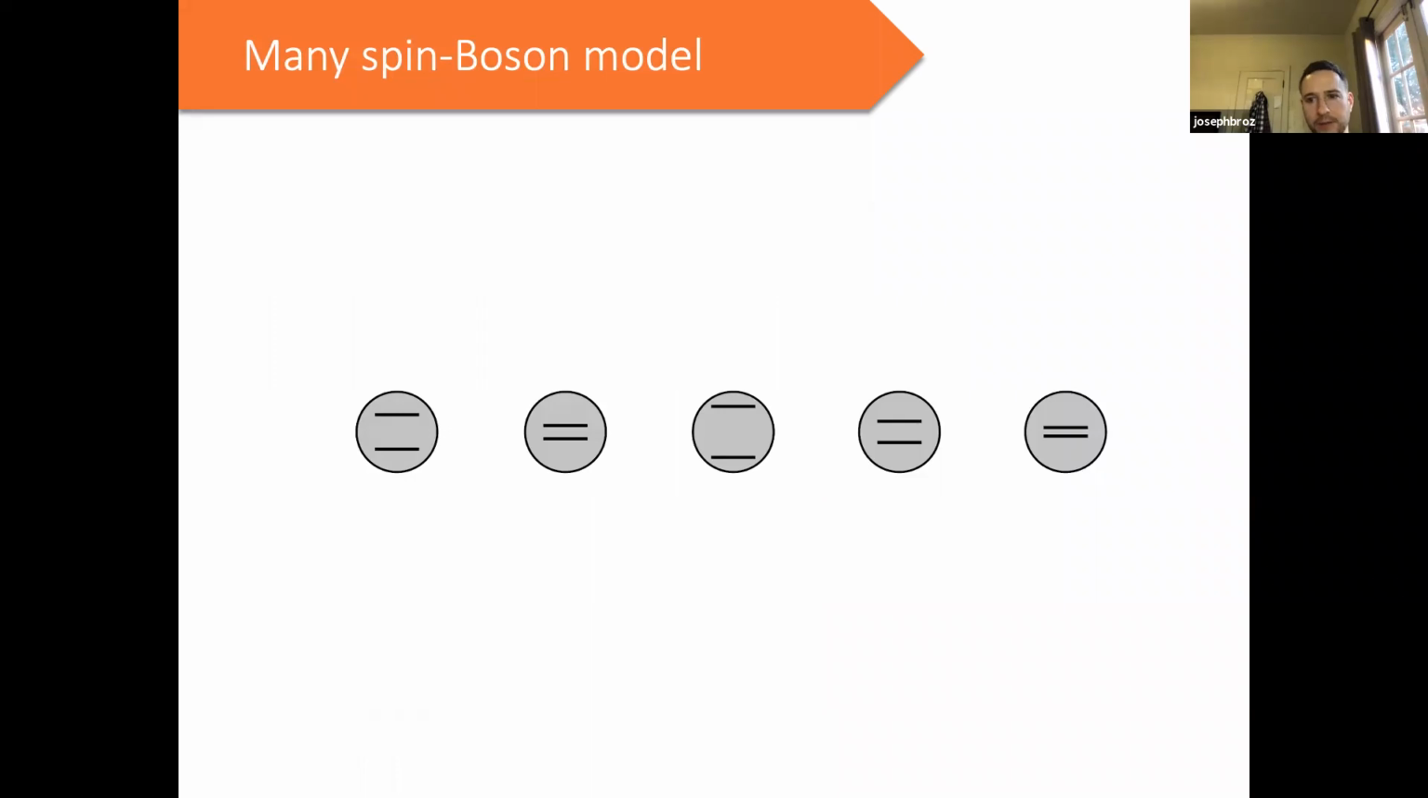Okay, so now I'm going to describe something called the many spin-Boson model. So, go ahead. Is there a question?